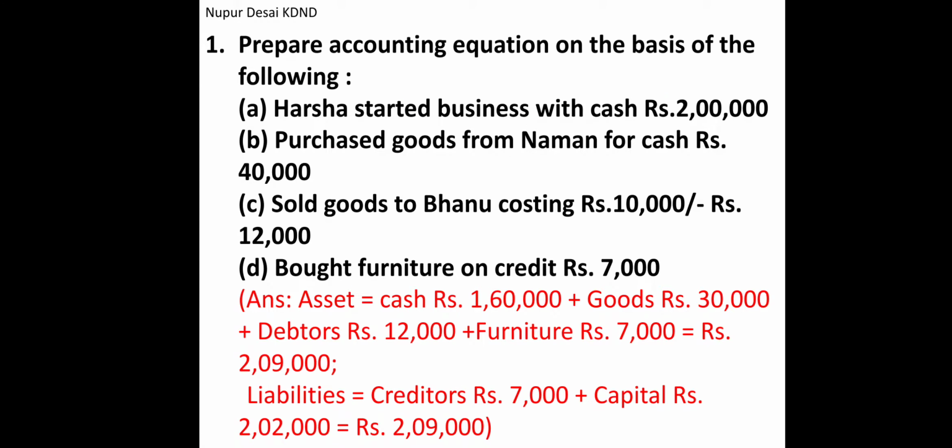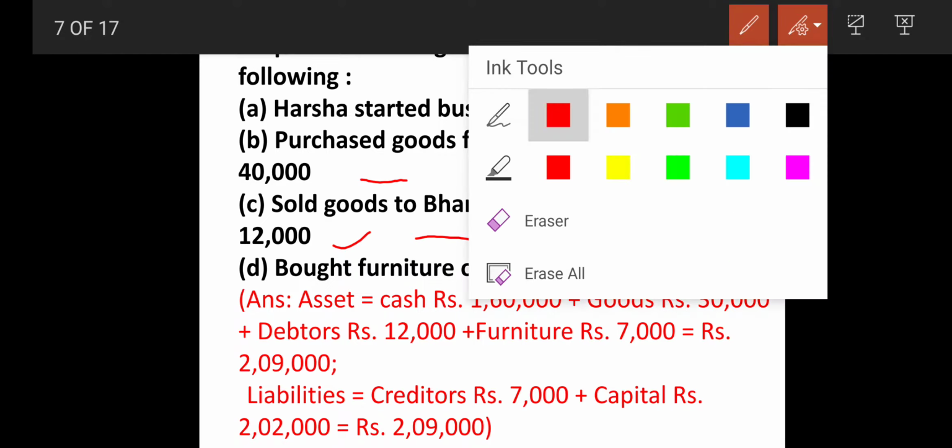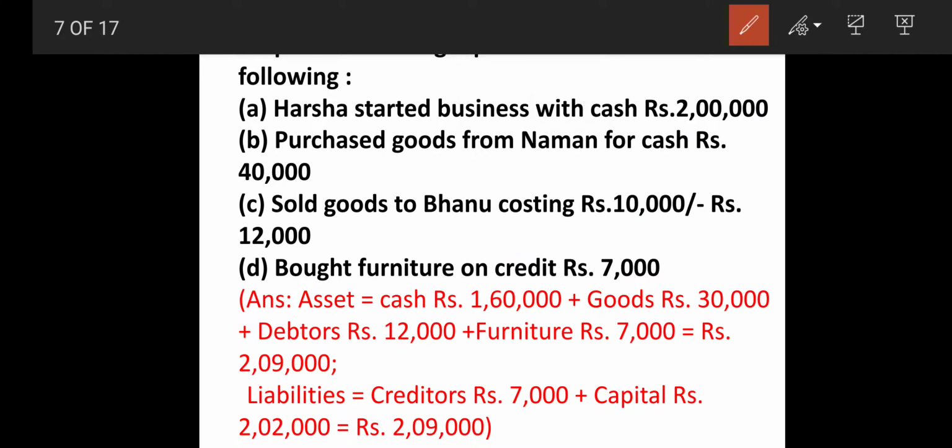Now let's switch to sum number 1 of this chapter. These are the numericals from the NCERT which we are going to solve. Prepare the accounting equation on the basis of the following. Harsha started business with cash rupees 2 lakhs, purchased goods from Naman for cash rupees 40,000, sold goods costing 10,000 for rupees 12,000, and bought furniture on credit for rupees 7,000. So under this, we are going to understand what the effects of all of these are.